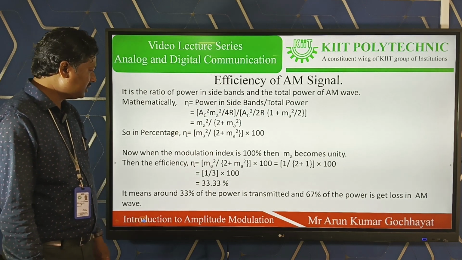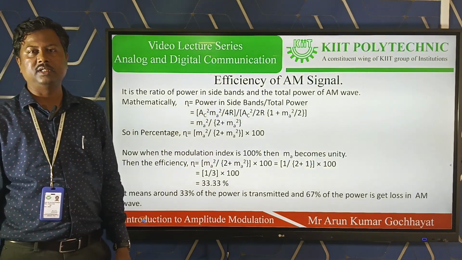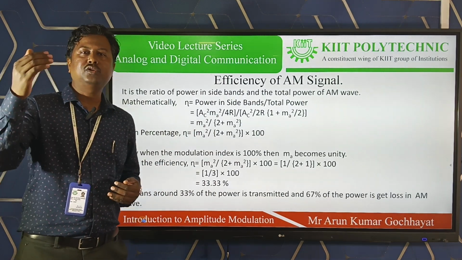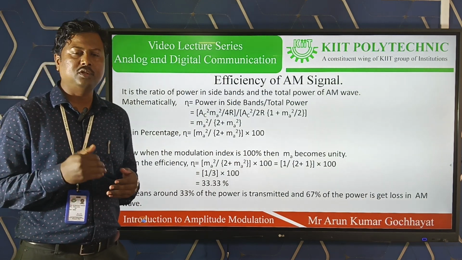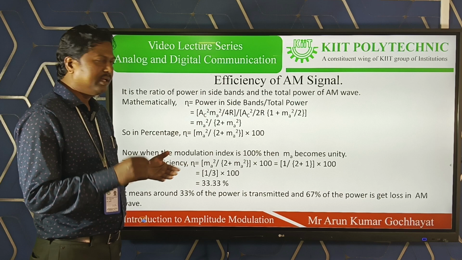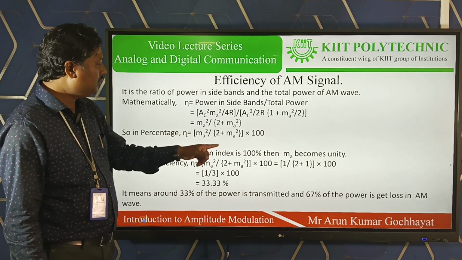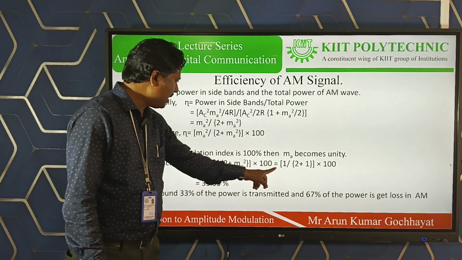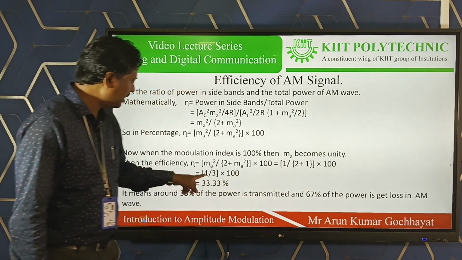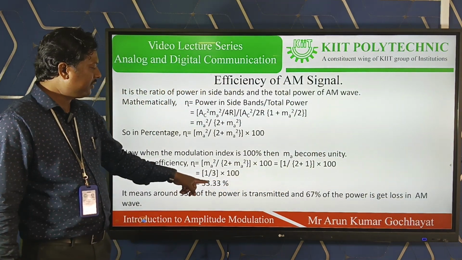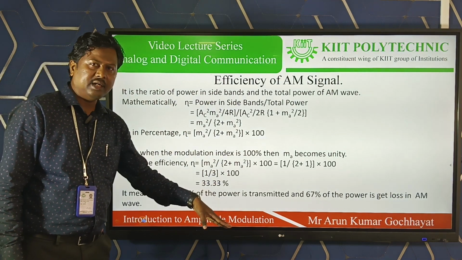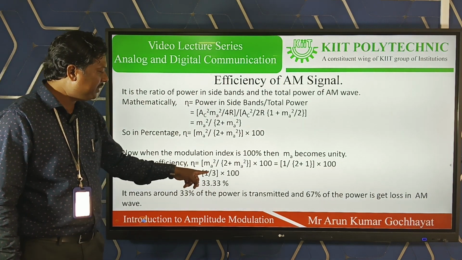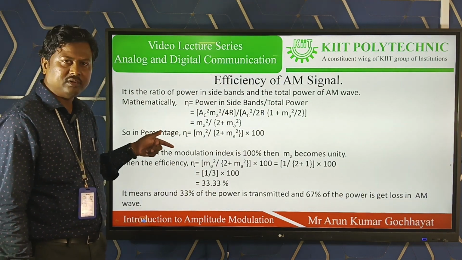Now let us consider a case where the modulation becomes 100%. In case modulation becomes 100%, that means modulation index becomes 1. That means the amplitude of the message signal becomes equal to the amplitude of the carrier signal. In that case, MA becomes 1. So if we put the value 1 in place of MA, then efficiency becomes 1 whole divided by 2 plus 1, into 100. That means 1 by 3 into 100. That is 33.33%. So efficiency is 1 by 3 in a rounded value.